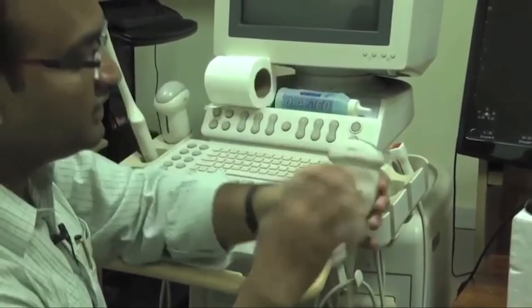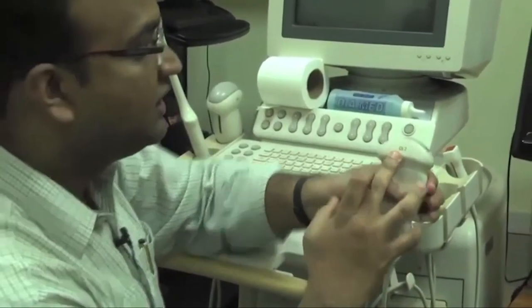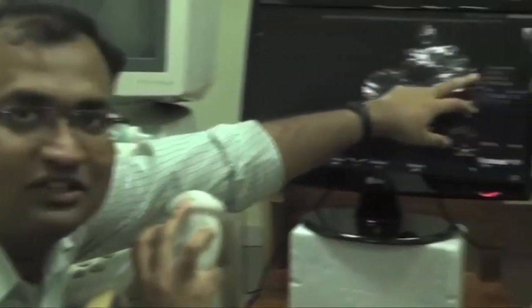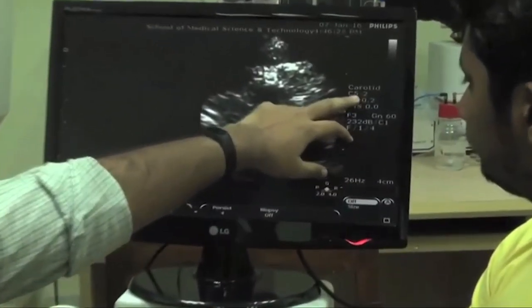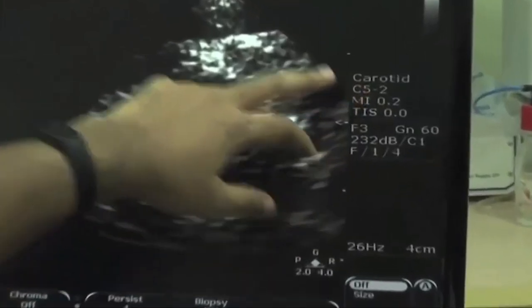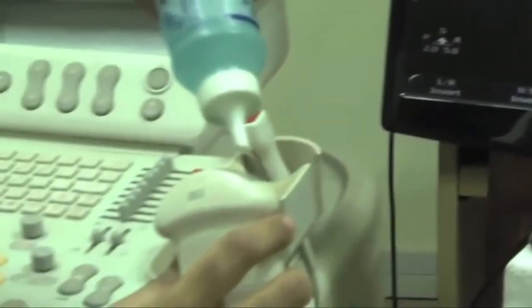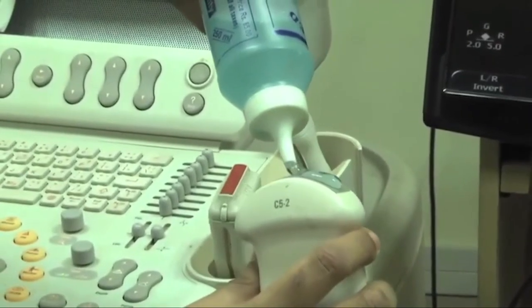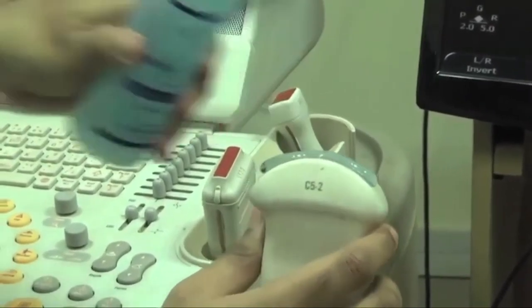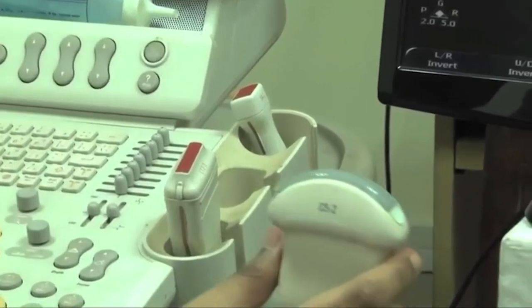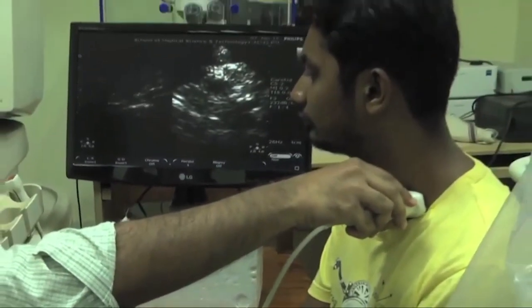And if you carefully look at this probe, this is called a C52. And let's look over here on the screen. You would also see the same probe, so this means that this particular probe is already selected. So it's my curvilinear probe which is selected now. Now I put down some jelly on my curvilinear probe. Okay. And now let's try to image the carotid artery.